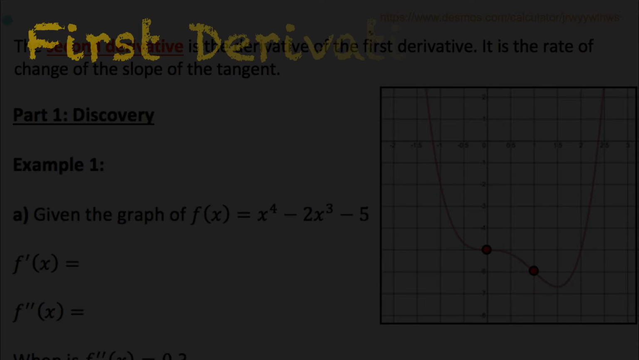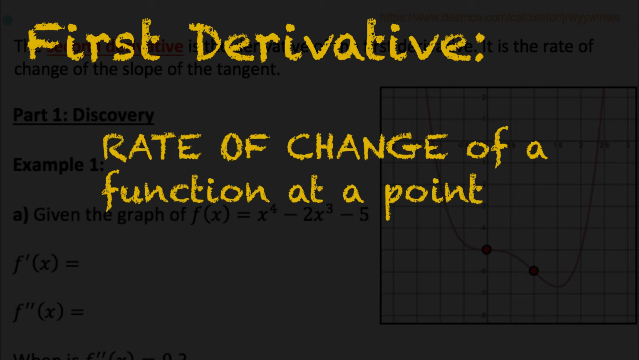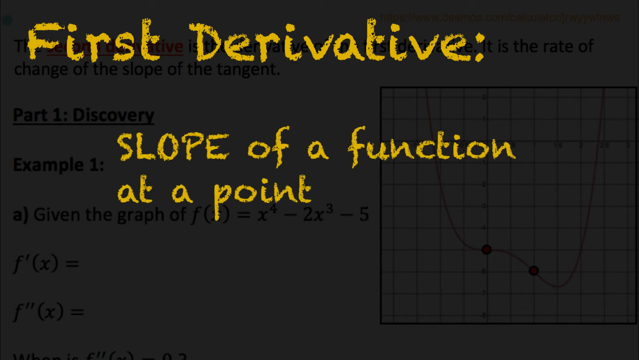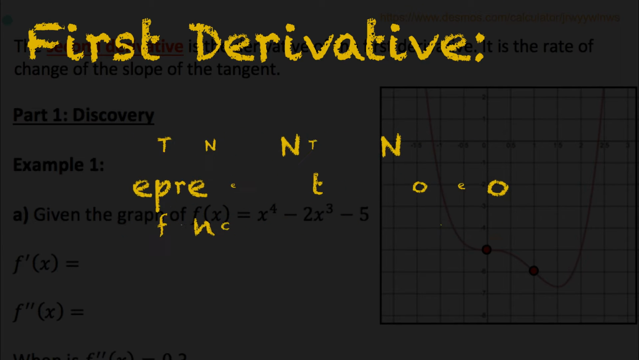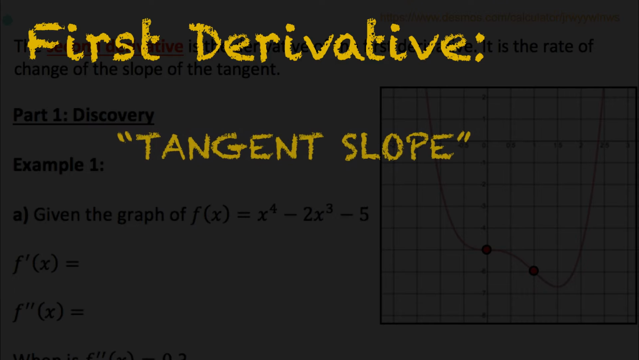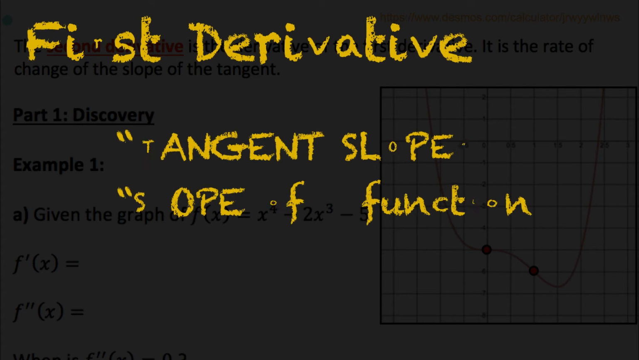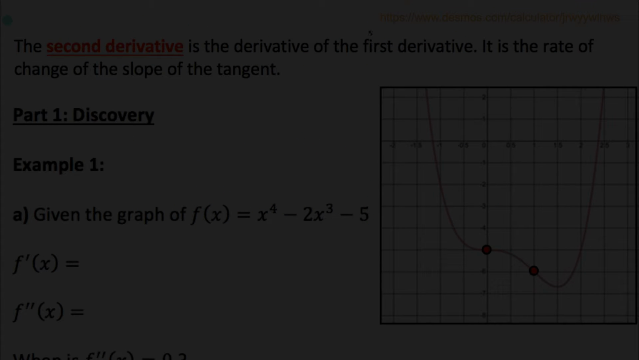First derivative gives us the rate of change of a function at a point. Another way of saying that, it gives us the slope of a function at a point. And the slope of that function can be represented with a tangent line. So when I say tangent slope or slope of a function, it's meaning the same thing. The tangent line just represents the slope of the function at a point. So that's what the first derivative tells you.